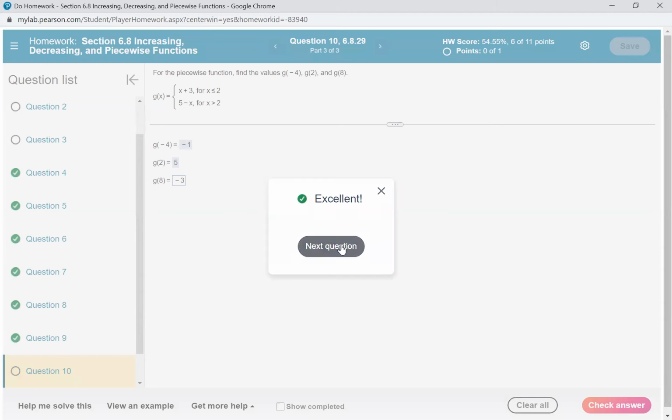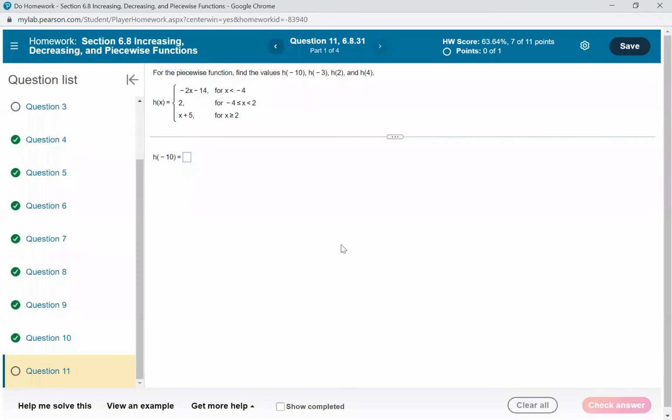And y'all, that's a trick on those. The biggest mistake I get on that is people putting those x values into the wrong equation, okay? Now this one, let me write down, they want h of negative 10, h of negative 3, h of 2, and h of 4.